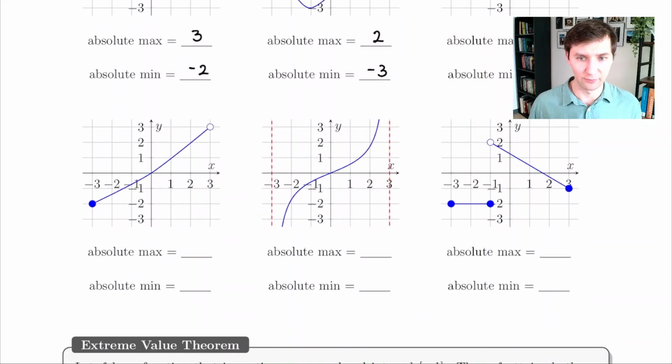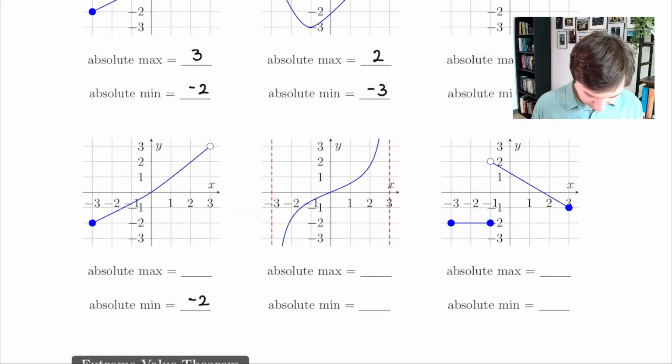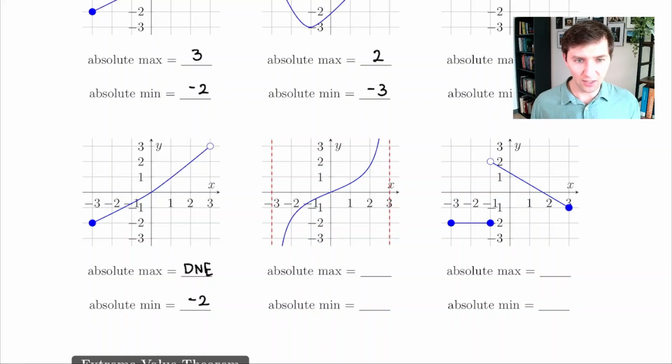Let's see 3 more examples. In the first example, absolute minimum is -2 and occurs at -3. This function has no absolute maximum. We will say that the absolute maximum does not exist. This is because it appears that the largest value of this function on the interval from -3 to 3 should be 3. However, this point is missing, which means that this function does not take the value of 3 anywhere.